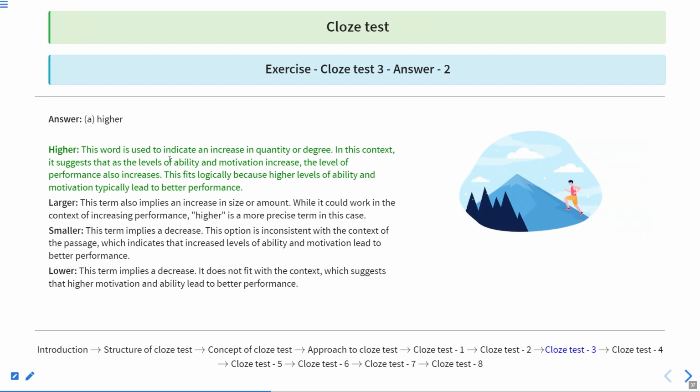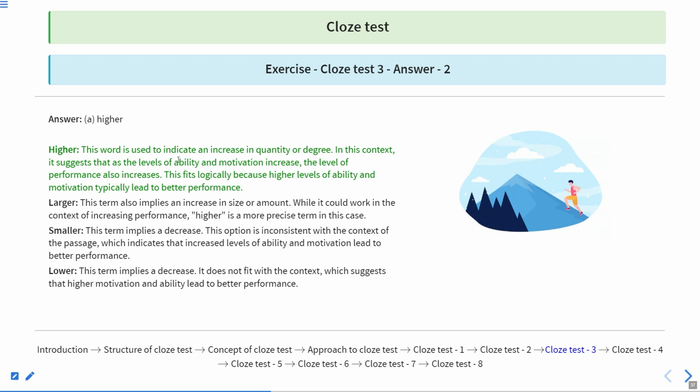So, why do we use higher? This word indicates an increase in quantity or degree. So we mean to increase the level of ability and motivation, which is being increased here. So the level of performance increases when the motivation increases. So this particular sentence fits in with the higher level of ability and motivation, leading to better performance. Therefore, the word higher seems to be suitable here.